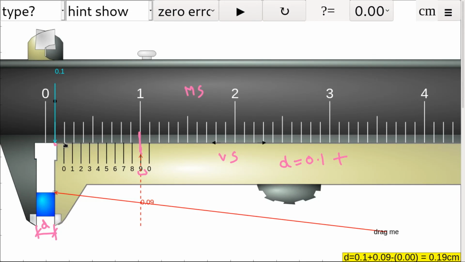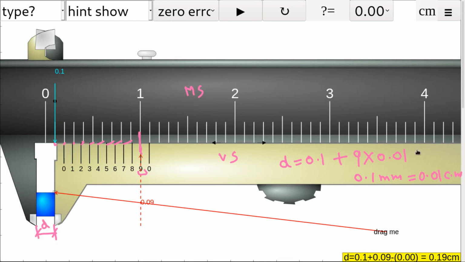Here we can see there is some shift, some shift, it's not matching. Here also shifting, here also shifting. This shift gap is increasing, and here also shifting, and this 9th line is matched with a main scale line. So the 9th line of the vernier scale is matched. The least count of this vernier calipers is 0.01 centimeter. Previously I told you the least count is 0.1 mm, which is nothing but 0.01 centimeter.